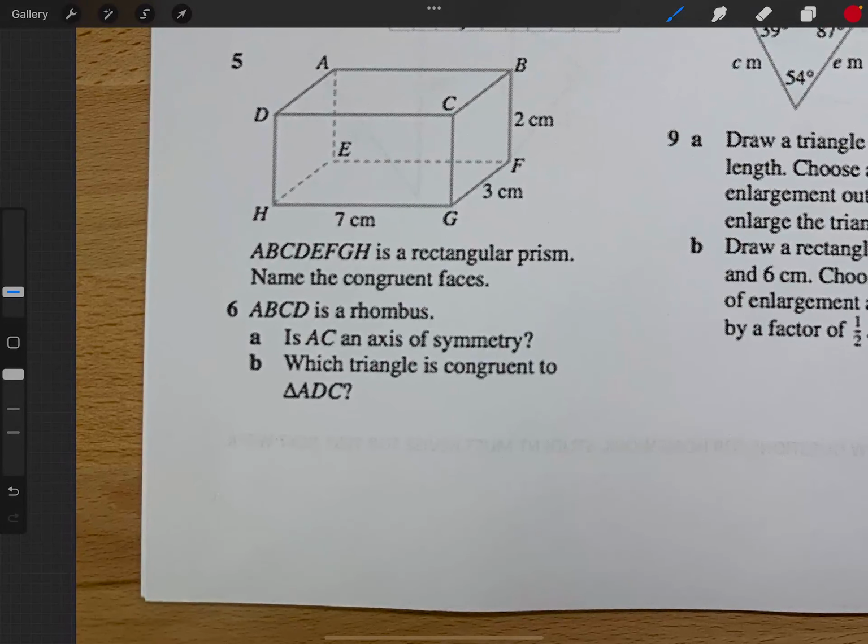Question 5 says, this shape is a rectangular prism. Name the congruent faces. The word congruent just means identical, so name the identical faces. So for example, the first shape is this one, the left side and the right side. These are congruent. So you can say left is congruent to the right.